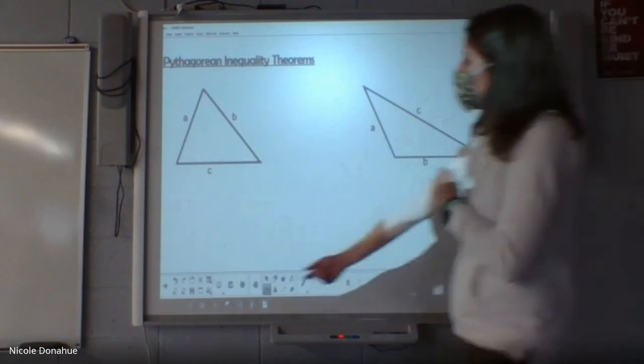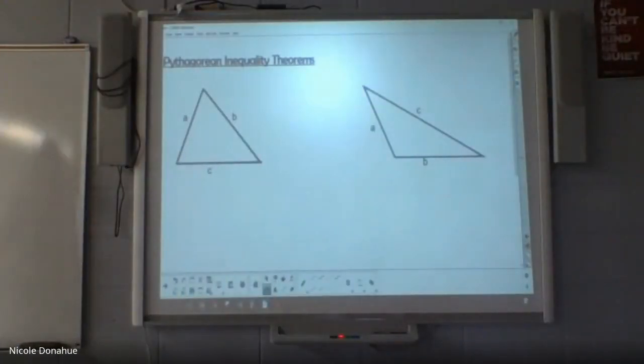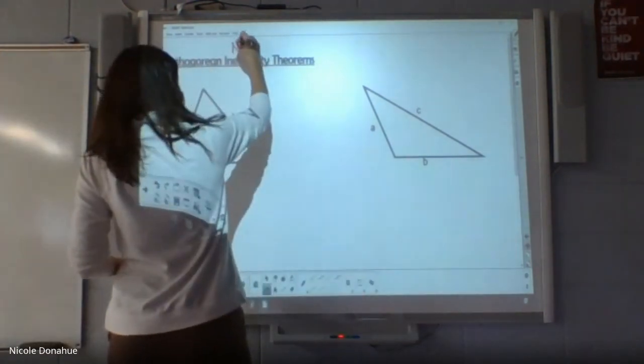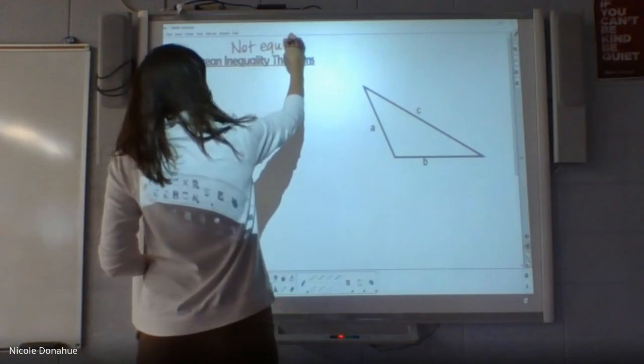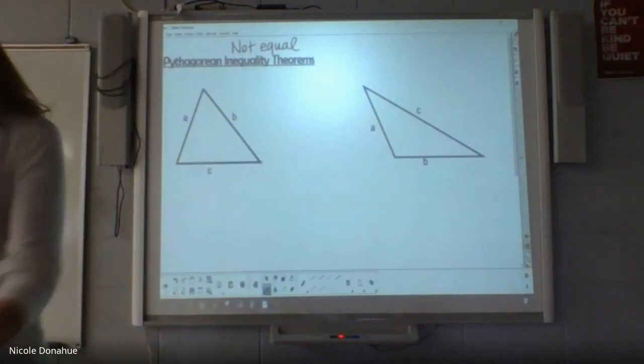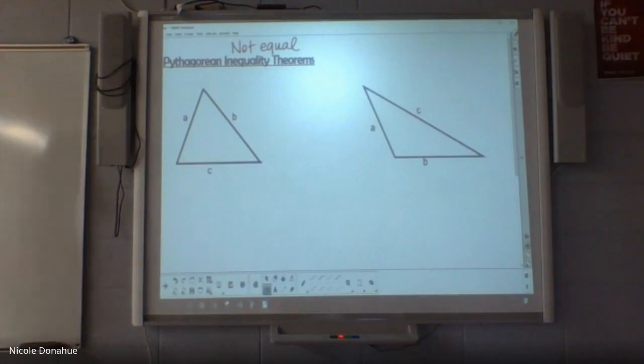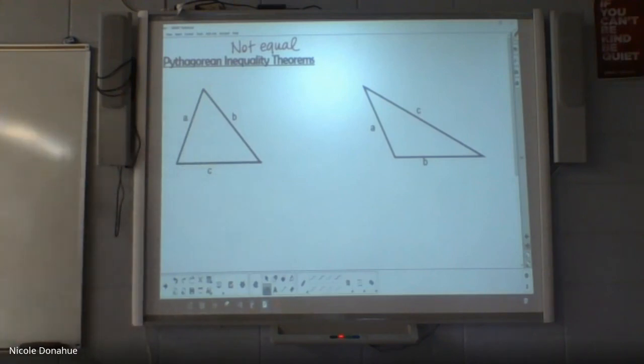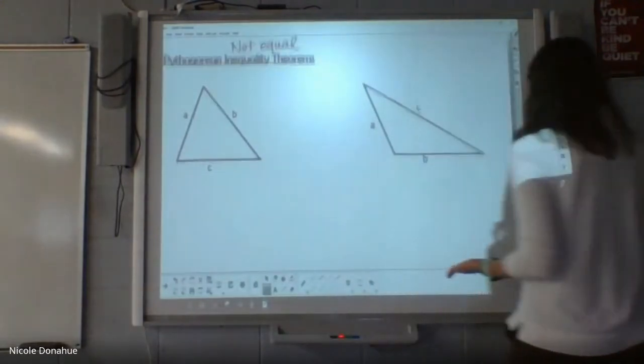These are called the inequality theorems. Basically, what happens when they're not equal? The word inequality means not equal. So we're going to talk about the two circumstances where it's not equal. It's either greater or less. In this first one, hopefully you realize that this does look like an acute triangle and the other one looks like an obtuse. I drew them that way intentionally. Now, don't go off of just looks. Obviously, we want to make sure we're doing the math behind it.